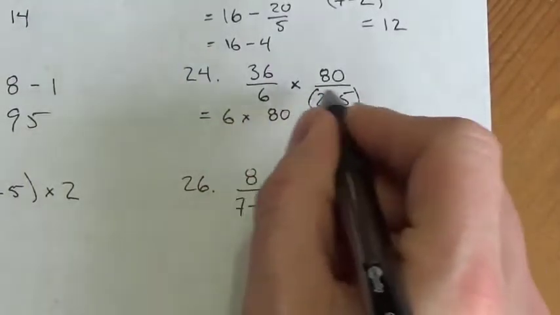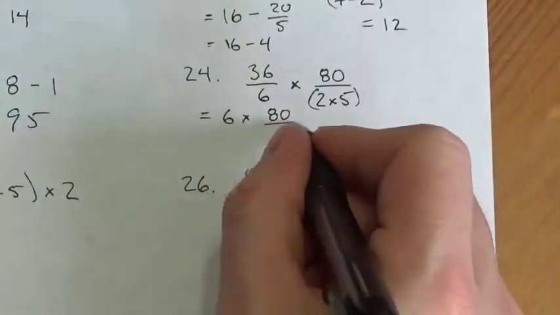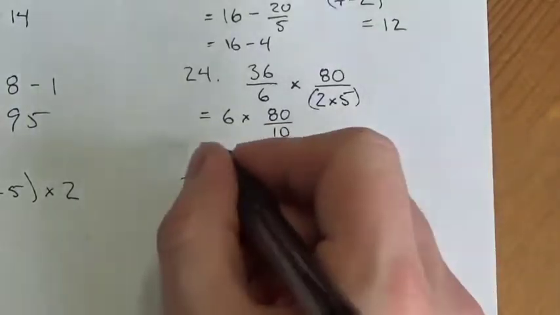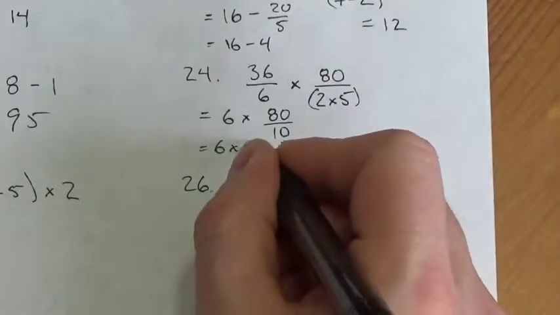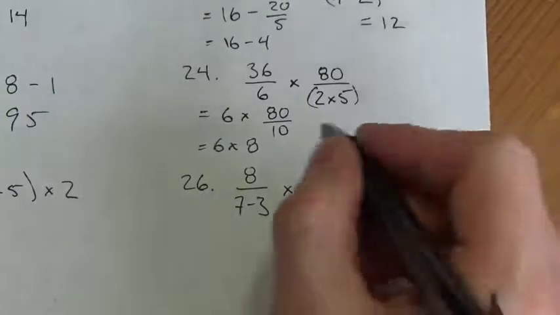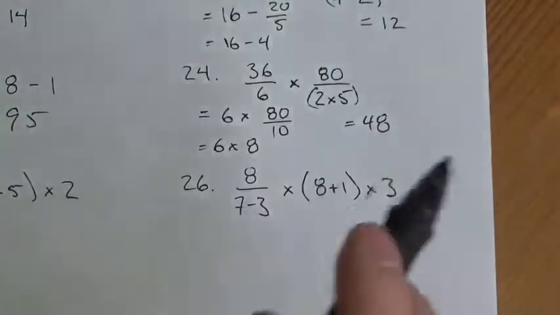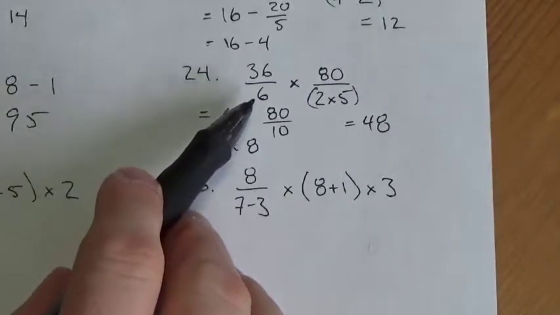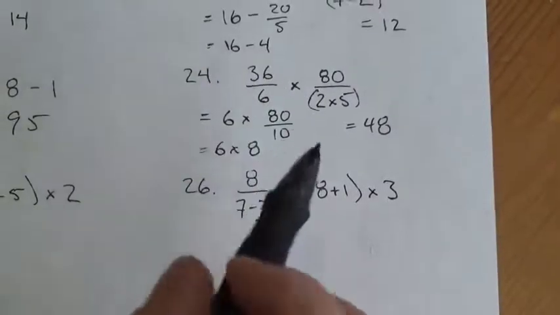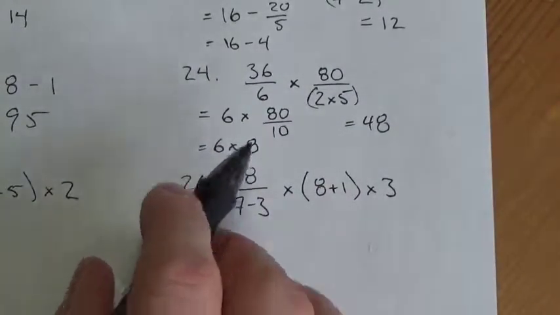Then I'm going to do what's in the denominator first, as I have to. That's going to be divided by 10. Well, 80 divided by 10 is 8. And then I'm going to get 48. Now, if you're wondering what I was talking about by going, well, 6 times 80, I've got a question coming up here in just a moment that's going to illustrate that.